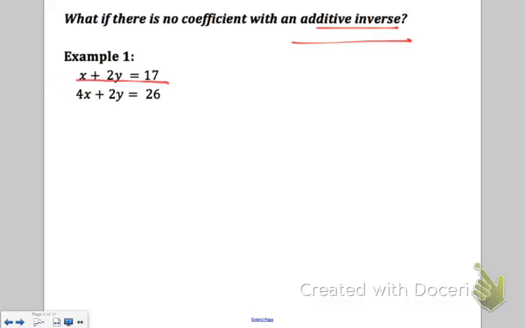If you notice, the signs in the second equation have changed. So if I were to just try to add them straight up and down, none of the variables would end up canceling out. So in this case, it's our job to change one of the equations to create an additive inverse.